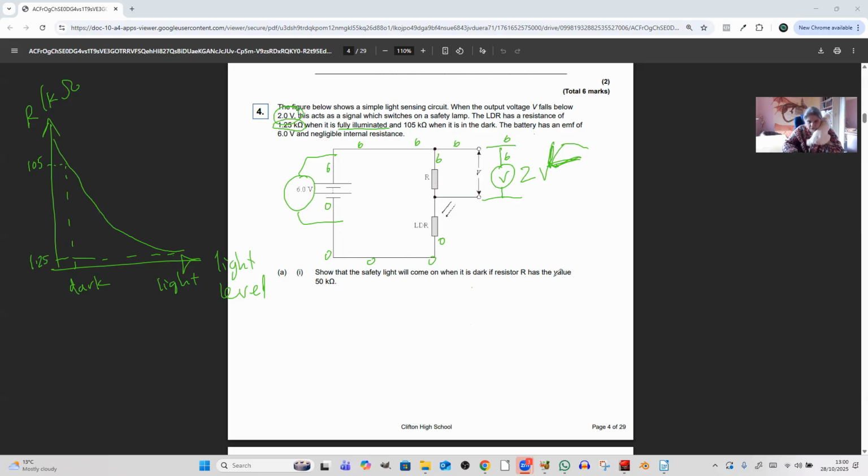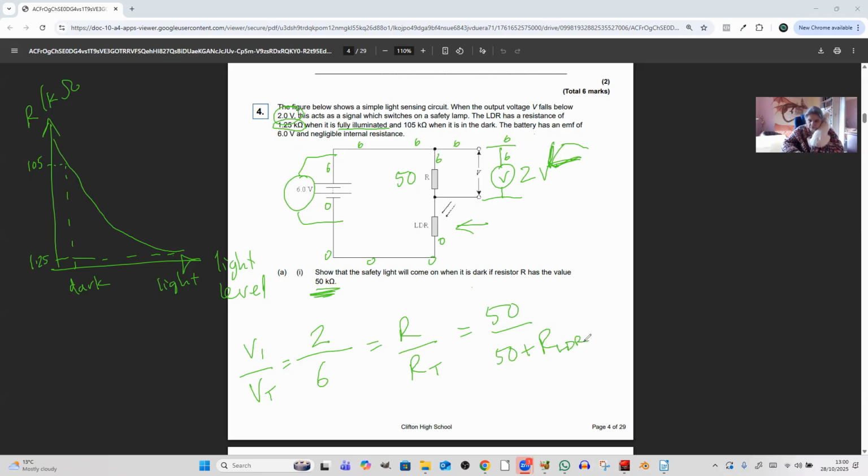So if the resistor has the value of 50,000 ohms, so this is going to be 50. What's that going to be to give 2 volts? Can you see what we've got to do? Right, our potential divider equation then is 2 over 6, that's our V1 over V total, is equal to R over R total, which is 50 over 50 plus whatever the resistance is for the LDR.